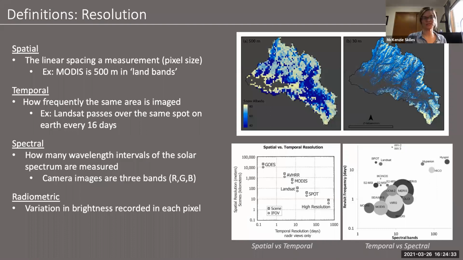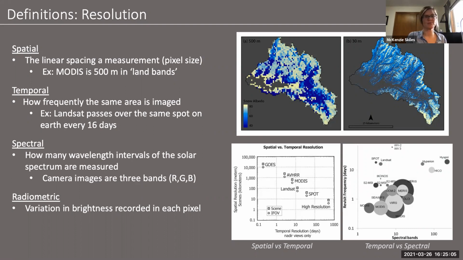Okay, so a few more definitions here. These ones are fairly well known, but I just wanted to cover all the bases. Spatial resolution is the linear spacing between measurements. So if it's a grid, then this means the pixel size. And this is the smallest object that you could detect within your scene; it would need to be larger than your pixel size. Just as an example of this, MODIS is at 500 meters in the land bands.